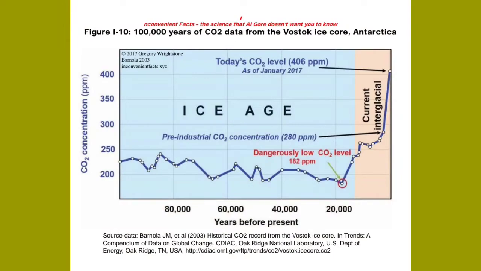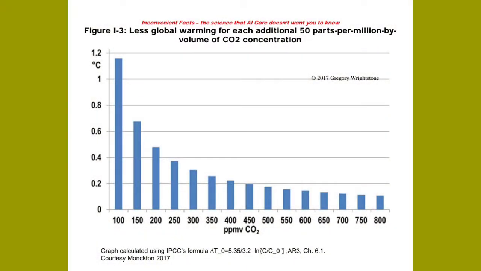80,000 year period, the current interglacial period, and CO2 essentially rising, not by that much, but it's going up, and we can see today the CO2 level is about 410 parts per million at the moment, up about 150 from the pre-industrial age. This is quite important.